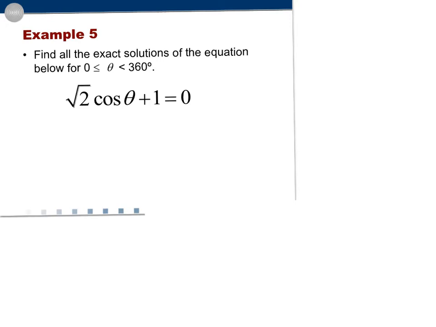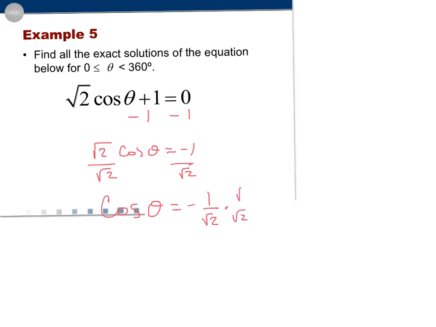Okay, so hopefully you're checking your work here, and we're going to go ahead and balance it out. So we're going to isolate our trig function, divide out the root 2, and we're going to get cosine of theta is equal to negative 1 over root 2. And maybe you see that this is already a 45, but we can go ahead and rationalize if that makes life easier for you.